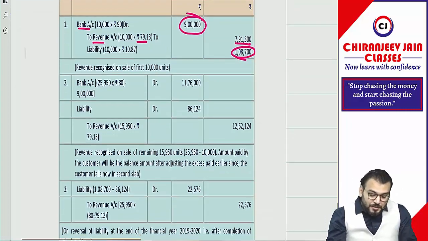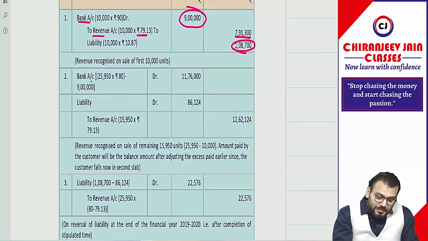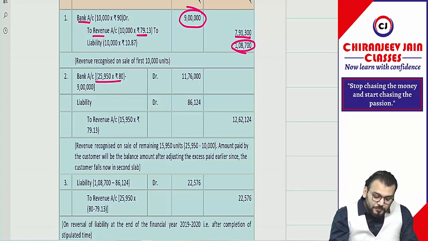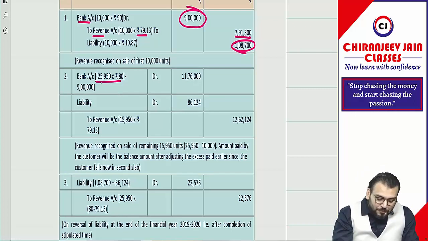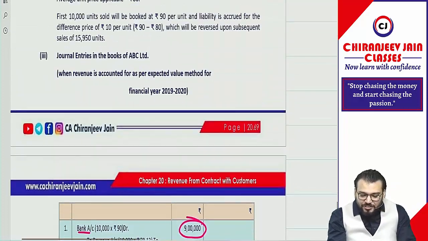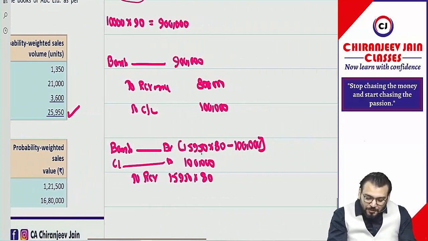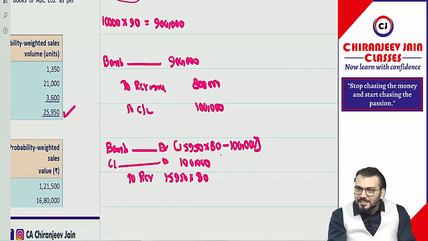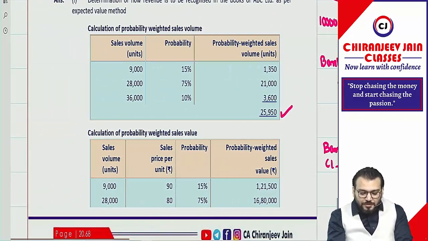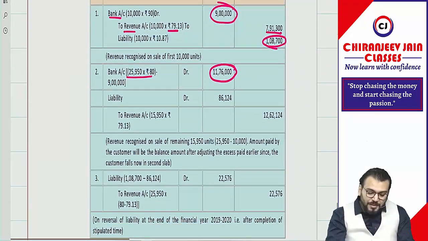My God. Then what have they done? Same thing: bank account this amount, bank account this amount minus. Okay, they have taken the total. Oh, fine, the same answer will come. 25,950 into 80, out of that 9 lakh received. So this is the same also. My answer will also be 11 lakh 76. Check it. Mine is also 11 lakh 76, right? It is 11 lakh 76,000. Okay, so this is also matching.